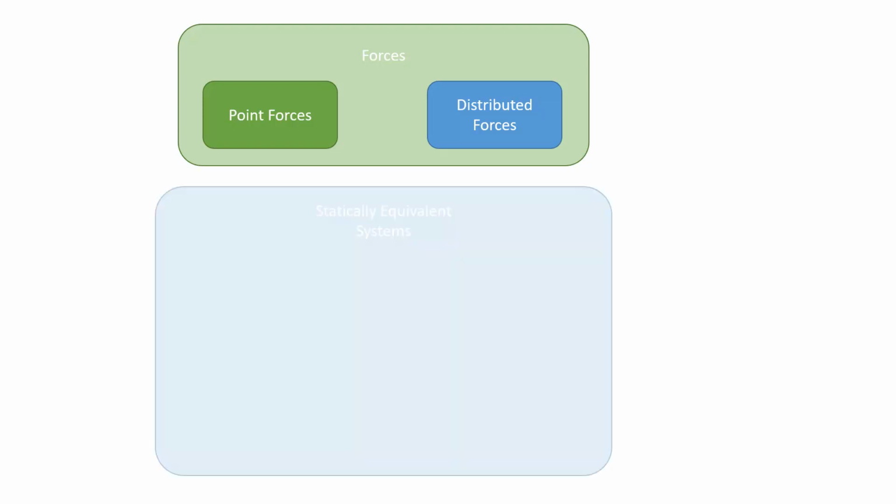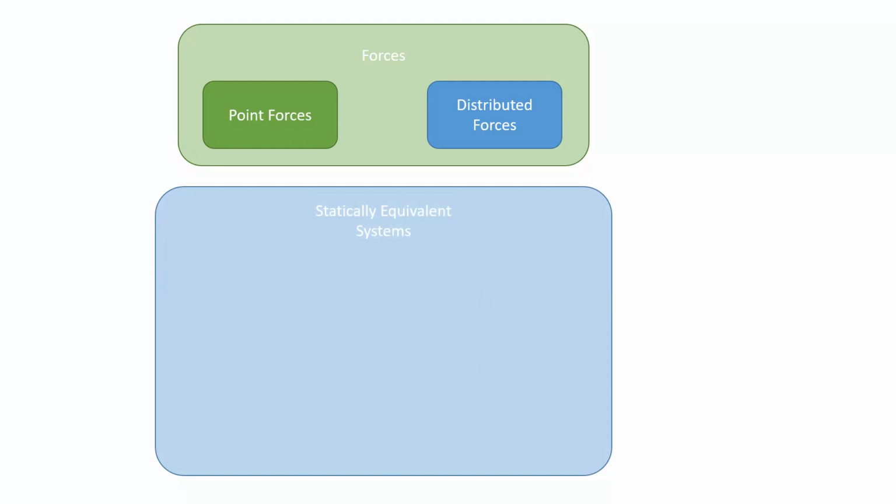This is where the force is represented by a single vector and it's going to have a single point of application. But in this chapter we're also going to be discussing something called distributed forces. This is where a force does not have a single point of application. Instead, it's spread out over some sort of surface. This is a lead-in to the idea of statically equivalent systems.